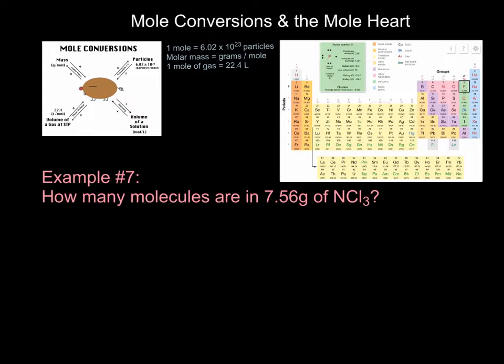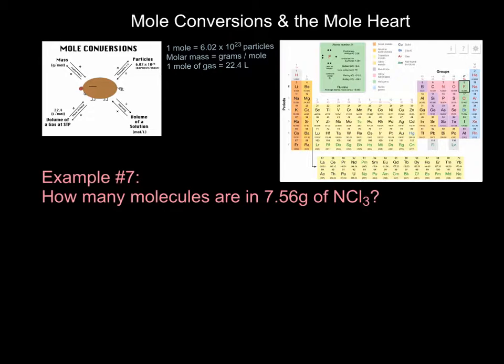The last thing I want to look at in this video is how to do multiple step conversions. So example number 6 asks how many molecules are in 7.56 grams of NCl3, nitrogen chloride. If I look at my map, I'm starting in grams, so I'm starting up here at my mass, and I need to go to particles, which includes my molecules. But I can't go directly from mass to particles. There's no conversion factor that connects those two. So this is actually going to be a 2-step conversion. I'm going to go from mass to moles, and then moles to particles, or molecules in this case.